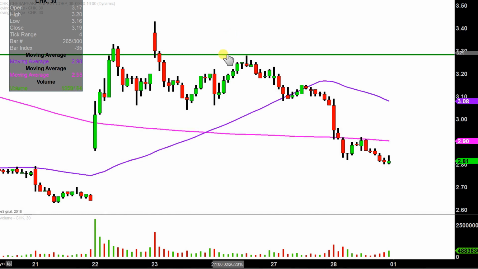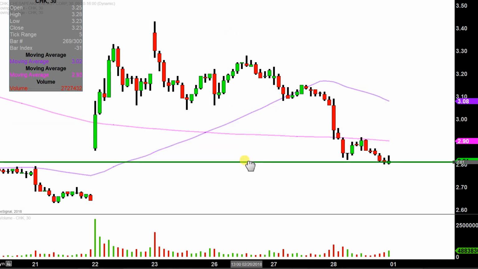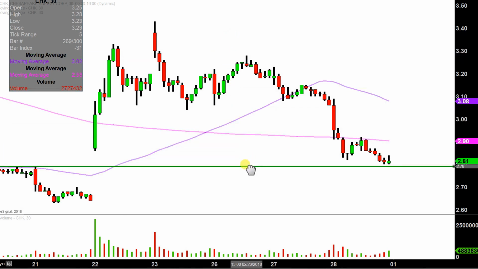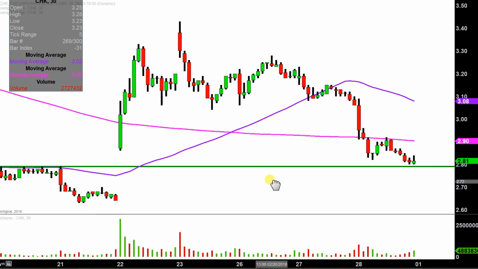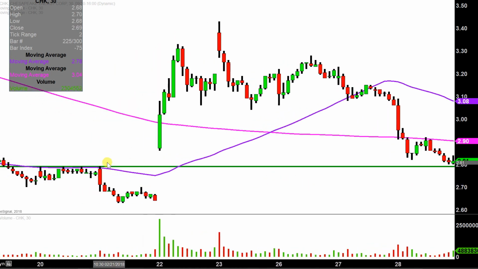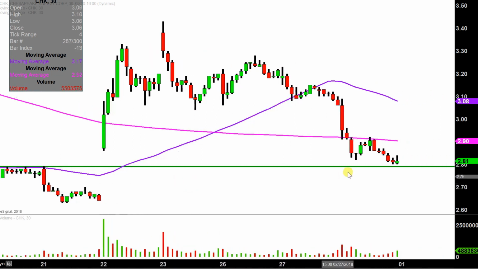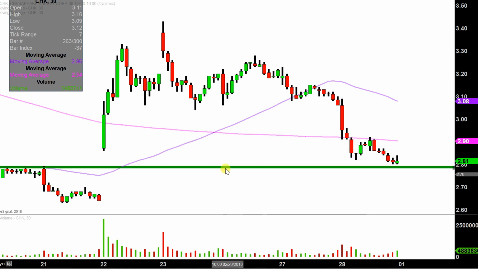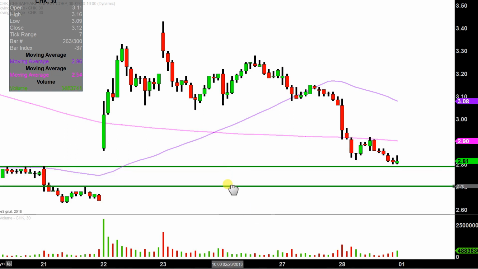What about next potential areas of support? Next level to keep an eye on would be this previous area of resistance back here at 280. So that's essentially where it actually bounced off from. So that makes a lot of sense. Again, you can see right here was a level of resistance. When levels of resistance are broken, you want to see them act as support. So far so good. It is indeed acting as support. In the event that level cannot hold, though, the next key level of support is down around $2.70.